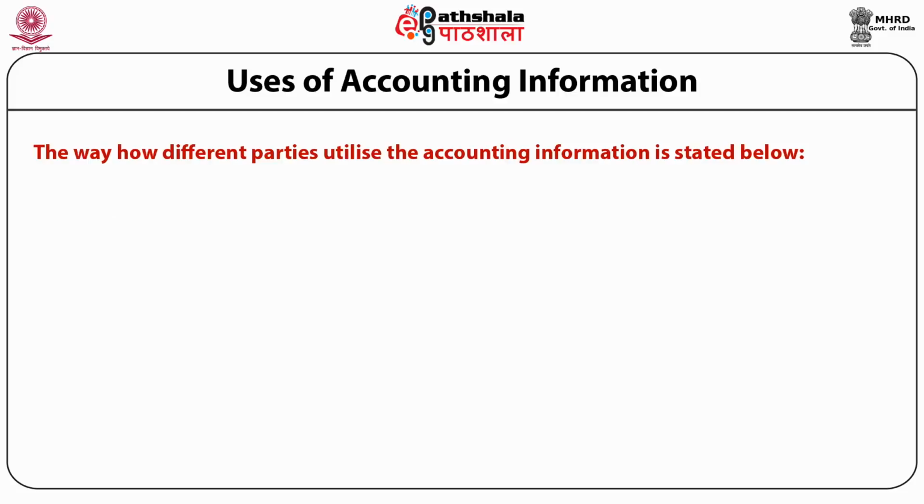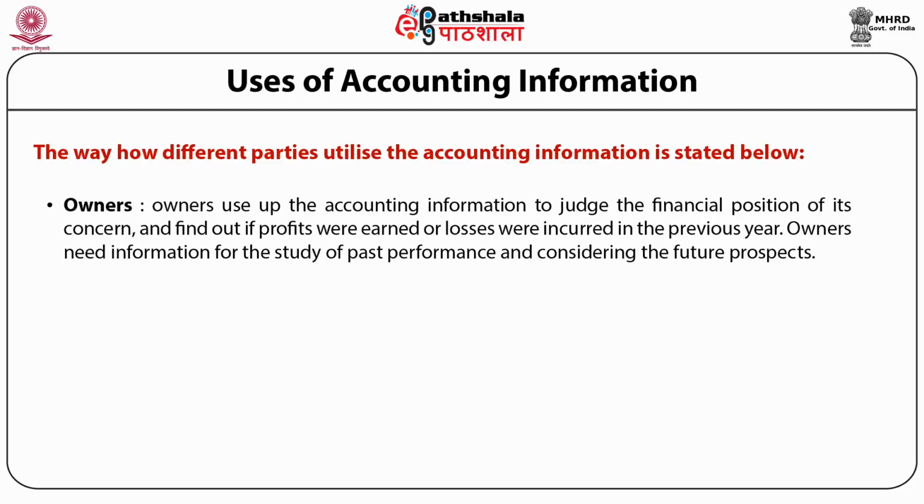Number one, owners. Owners use the accounting information to judge the financial position of their concern and find out if profits were earned or losses were incurred in the previous year. Owners need information for the study of past performance and considering the future prospects.